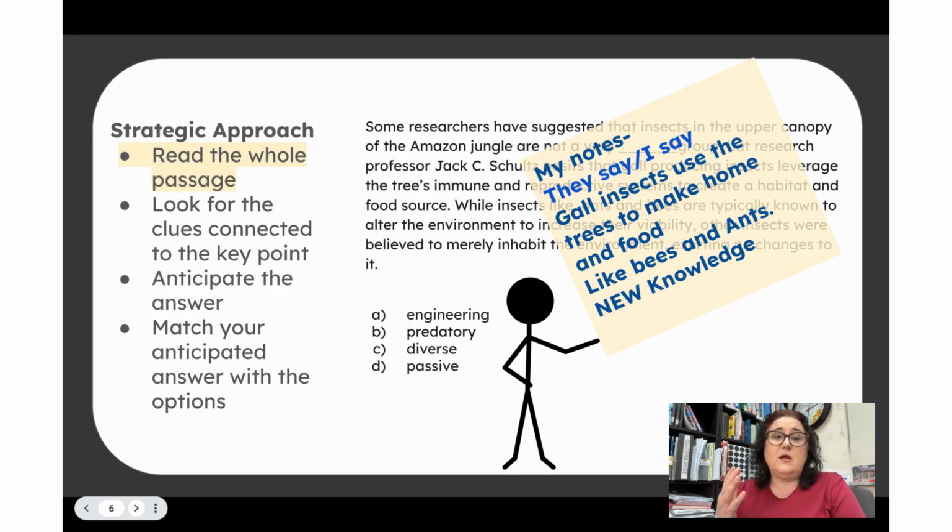So my notes are, this is a they say, I say passage. A they say, I say passage starts with what we used to believe or what one group believes and then shifts to what we now know or what a different group believes. And what this is stating is gall insects, whatever they are, I know what they are, but you might not know. But it doesn't really matter. What it matters is a specific type of insect. Use trees to make home and food, like bees and ants. And this is new knowledge. That's enough for me to understand kind of what the overview of the passage is and to figure out where we're going.